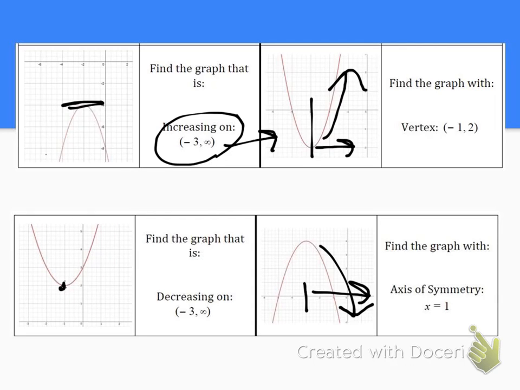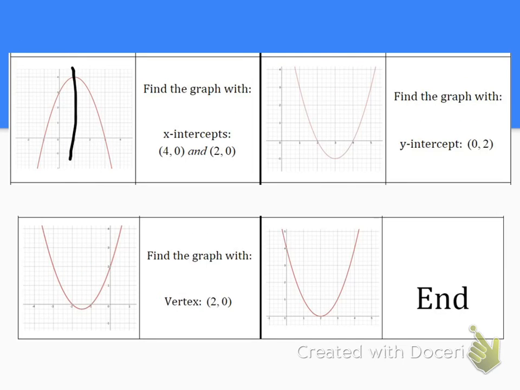Then this has an axis of symmetry at x equals 1. The x-intercepts here are 2 and 4. This graph has a y-intercept of (0, 2). And the final graph has a vertex at (2, 0). Okay, so that was the activity in class.